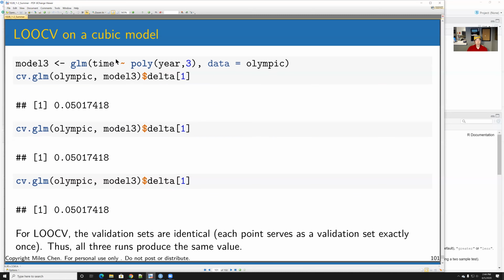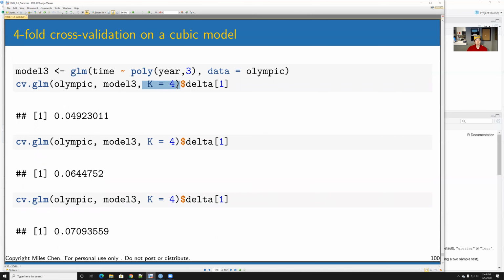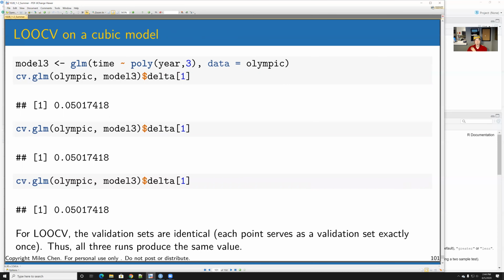However, if I don't include the argument k equals 4, then it performs leave one out cross-validation, and the result's going to be exactly the same because there are going to be 28 validation sets, each one data point at a time. And so you're going to get the exact same result each time. So this is leave one out cross-validation, and if you're looking for a consistent answer, then you can do this. But again, it's computationally expensive because if you have a large n, you have to fit the model n times.